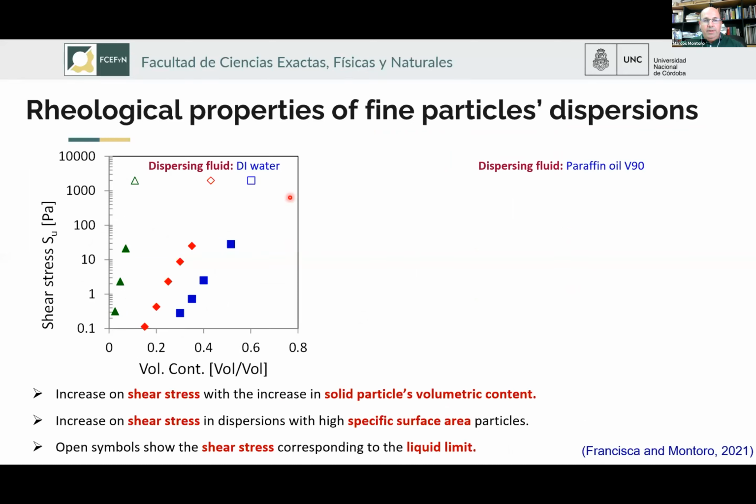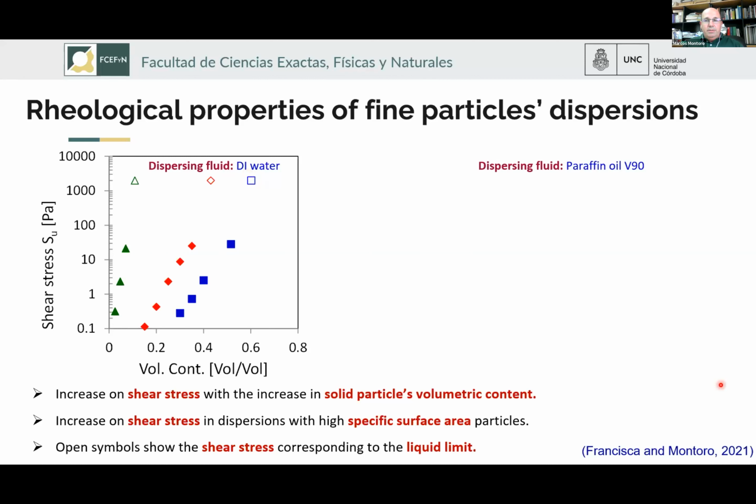Here you may see the results we obtained for the rheology test in dispersions. The dispersions of the different types of particles in the three different dispersing fluids highlight the particle-fluid interaction importance for the particle system with a very loose packing. This figure shows the change in the measured shear stress with the change in the solid particle volume content of each dispersion when the suspending fluid is water.